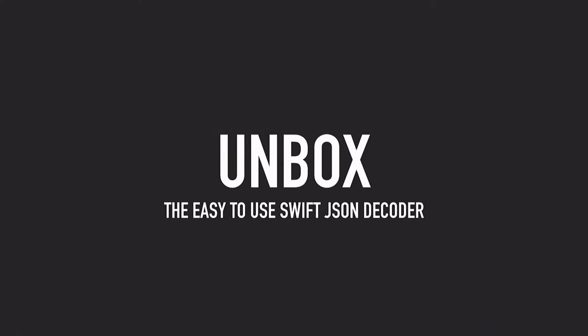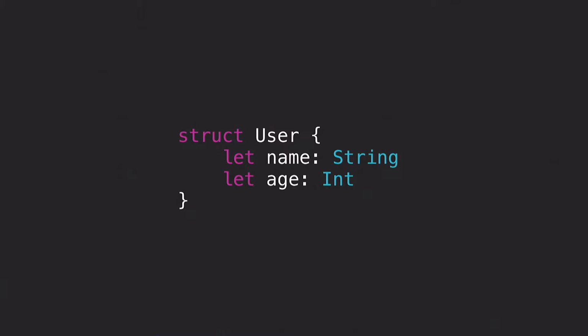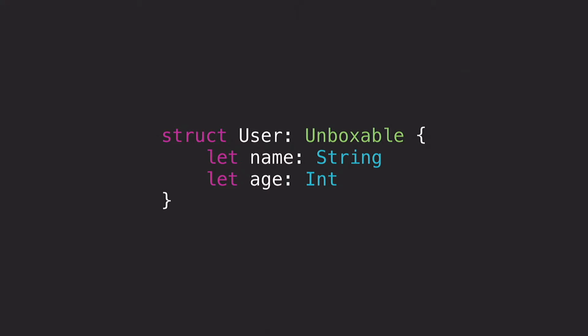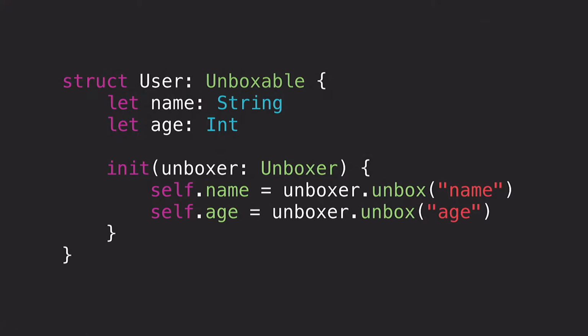So let's go back to our user structure that we had before, and let's see how we would go about implementing Unbox to unwrap our JSON into this structure. The first thing we need to do is conform to the Unboxable protocol. And that will really just require us to implement one method. That's an initializer that looks like this. So we'll be given an unboxer, which is the core class of how Unbox decodes your JSON. And on it, you're going to call unbox for each property that you want to decode.